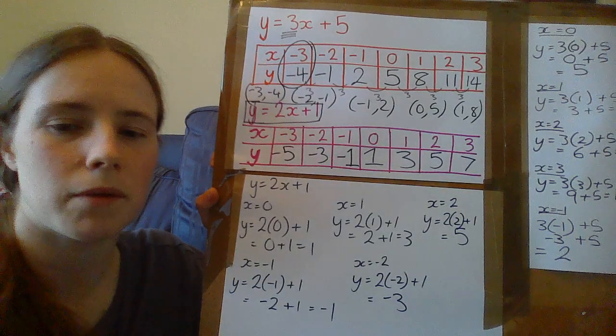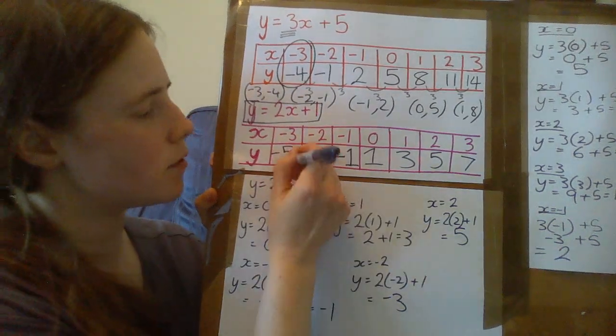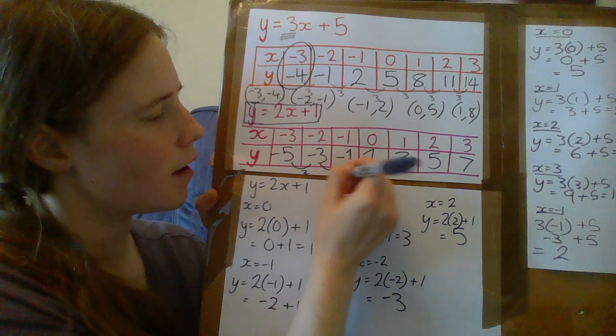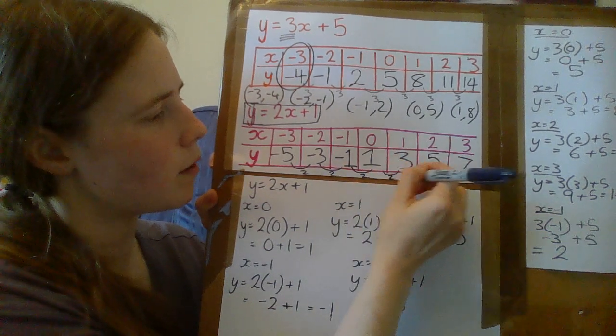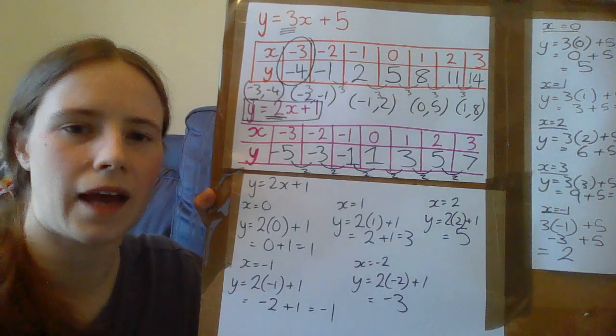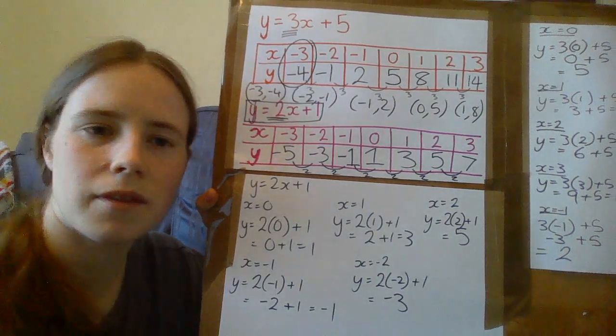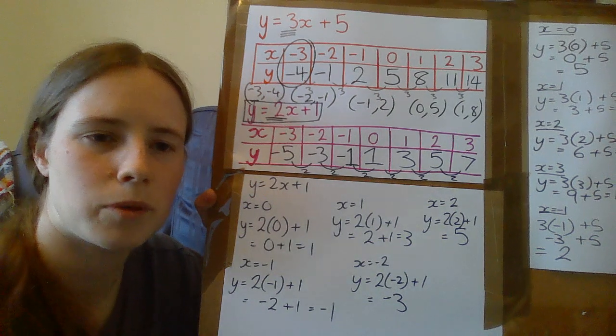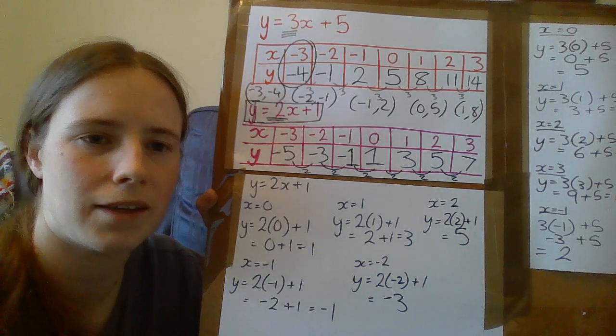We can be really confident that we're right, because if you look at what's happening, every single time we go up by 2. And that is this number here in front of the x. So that's how to complete a simple table of values for a straight line graph.